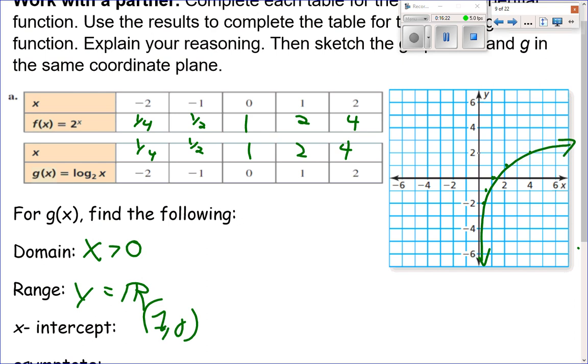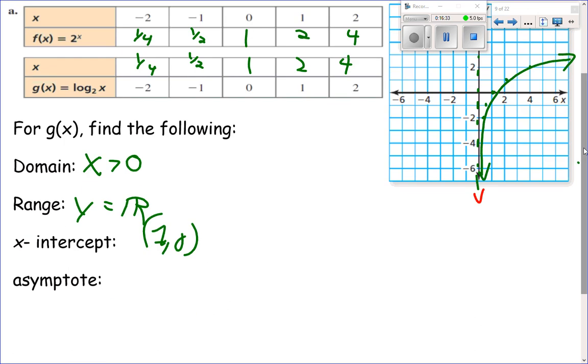So the asymptote before was on the x-axis, y equals 0. It's now flipped. It's on the y-axis. The equation of the asymptote is x equals 0.